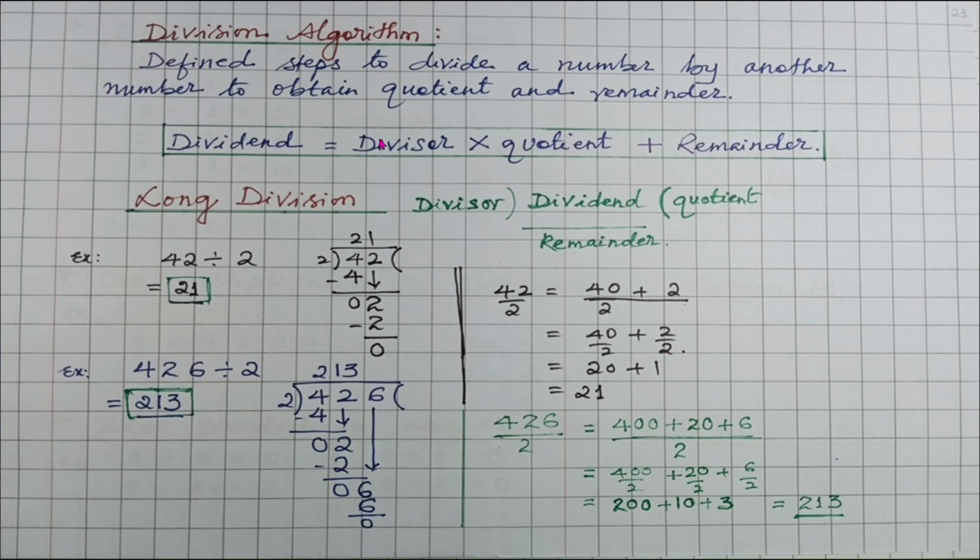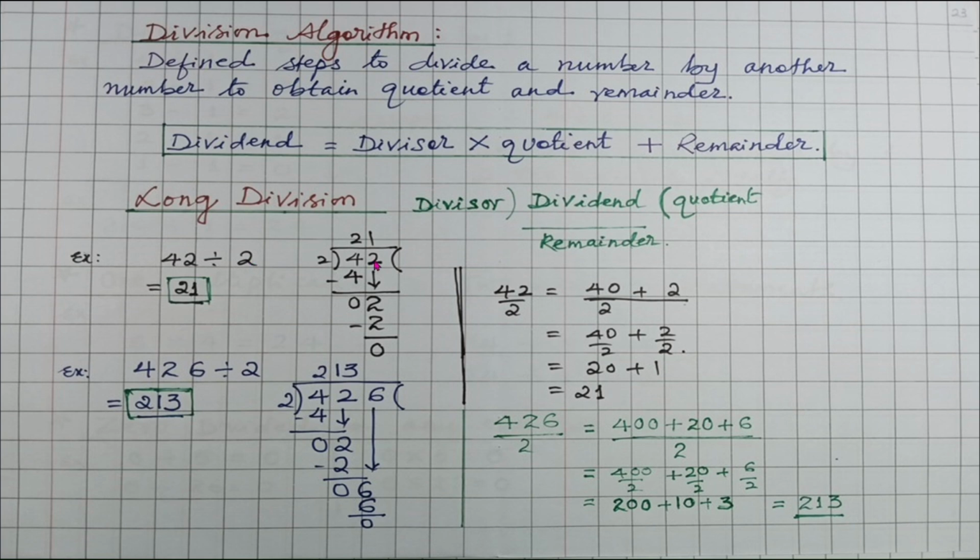And the division algorithm is a relation: dividend is equal to divisor into quotient plus remainder. Again I'll repeat, dividend is equal to divisor into quotient plus remainder. Now the long division method of dividing a number by another number. That means the division algorithm is a procedure which is called the long division method of dividing one number by another. Now let us take one example.